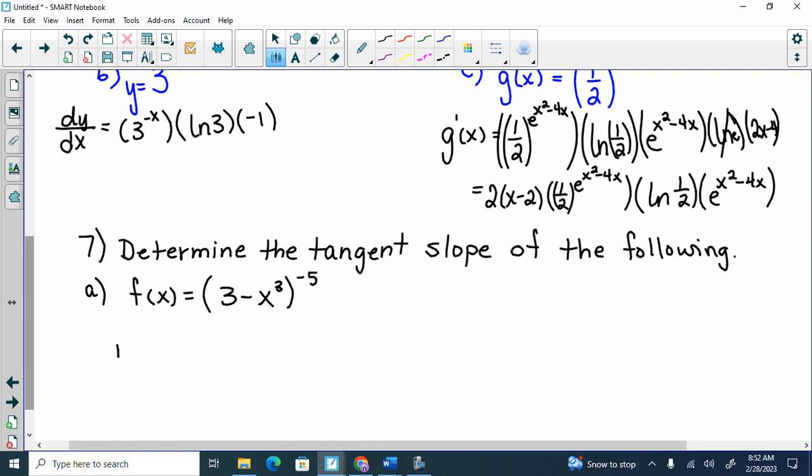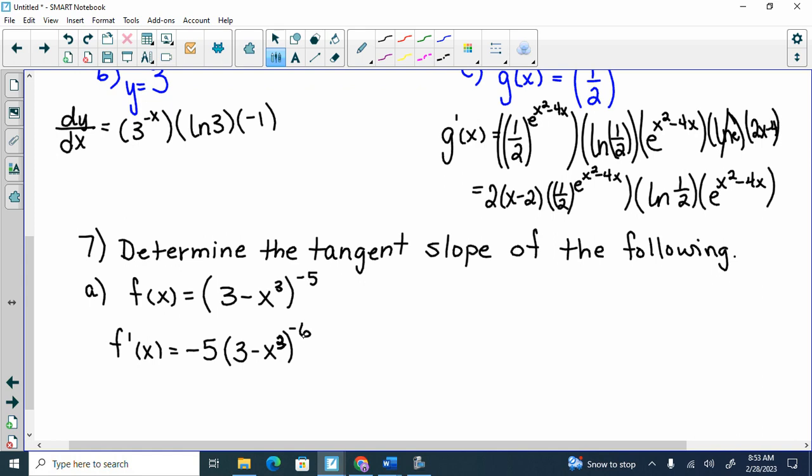So this one, we get f prime of x. What do we get first? Negative 5, I heard someone whisper answer that. Yeah. Then we rewrite the inside. We do not change the inside, correct? We always do the derivative of the outside, rewrite the inside. That is a 3. And then to the negative what? 6. And then I'm done.